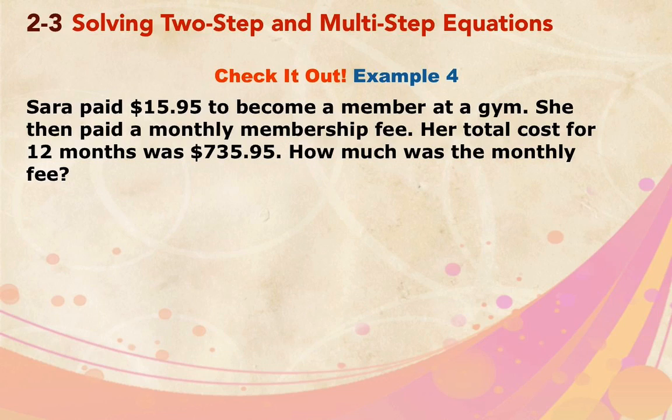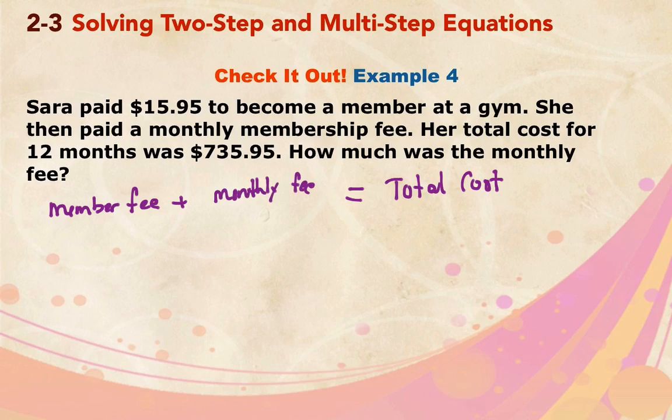So you got to think, if I'm thinking this out loud here, my total cost for the year, write this over here, is going to be equal to her membership fee that she initially paid, plus her monthly fee. Okay, so we can fill those in with the information given in the word problem. Her member fee was $15.95.